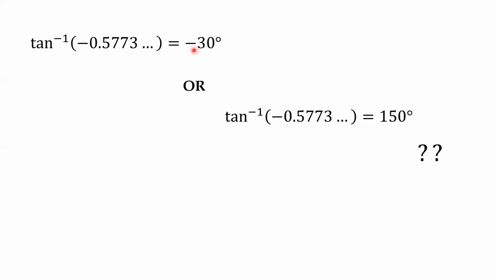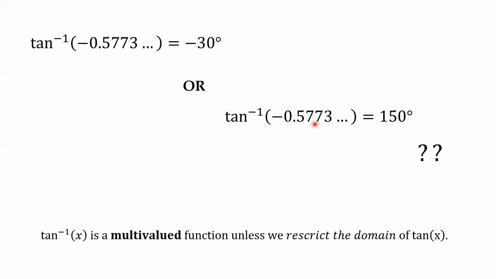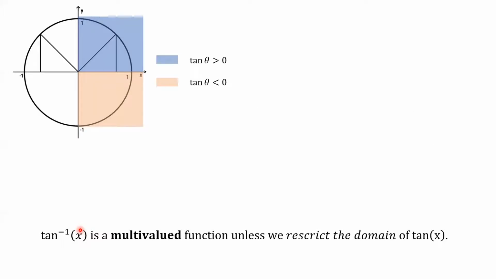We know that -30 has a tangent of negative 0.5, etc. And we know that 150 also has a tangent equal to that number. So what does the calculator do? Well, there's a convention, or a rule that most calculators follow. And I'm emphasizing here that the arctangent of x is a multi-valued function, because when you plug in negative 0.577, etc., there's really an infinite number of possible angles that have that tangent. But this is what we do.